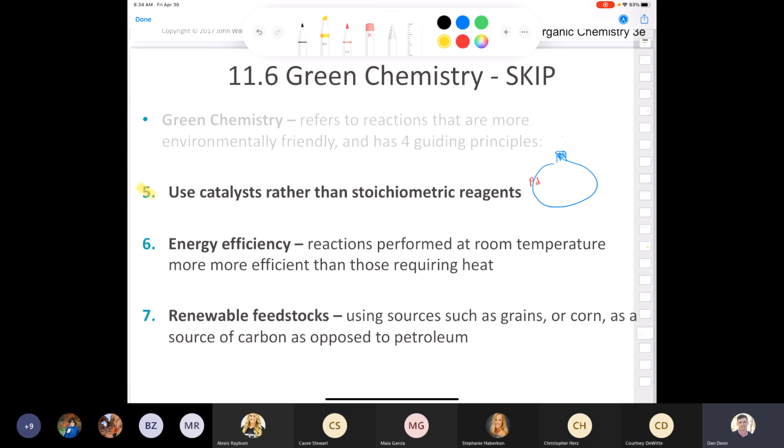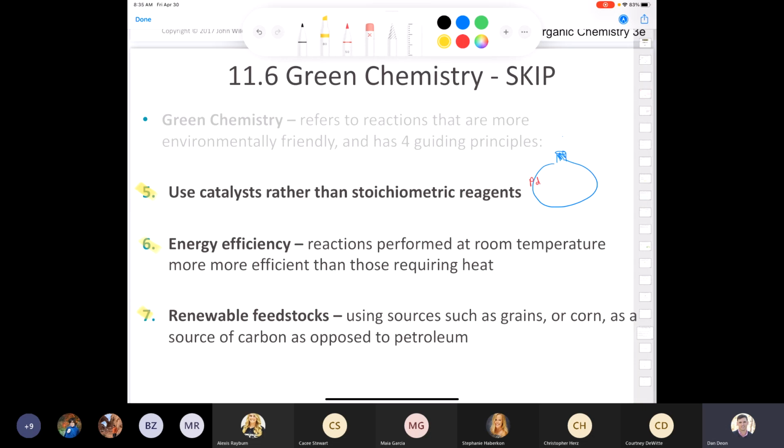Other things that I don't think about nearly as much would be energy efficiency, right? When you turn up a hot plate, what are you doing? You're wasting electricity, or you're consuming electricity, I should say. So if you can do a reaction at room temperature, that's going to be more efficient than one that's going to require you to heat it all up.